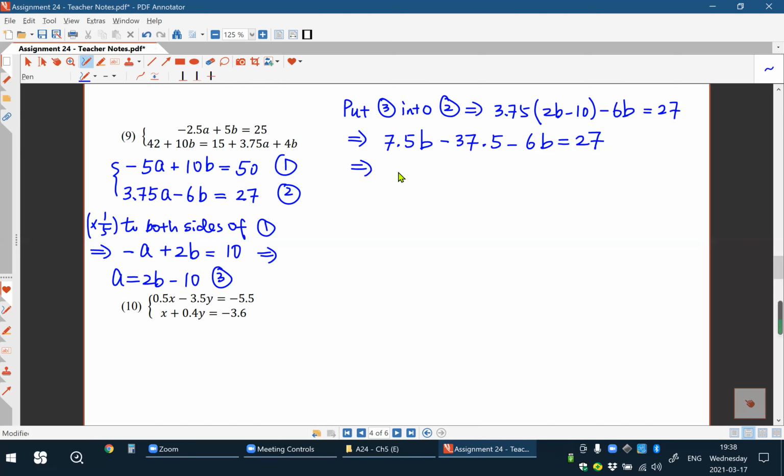Okay, this gives you minus 1.5b equals 27 plus 37.5 is 64.5, right? Okay, and then you can solve b. B is 645 over 15, which is 43, right?